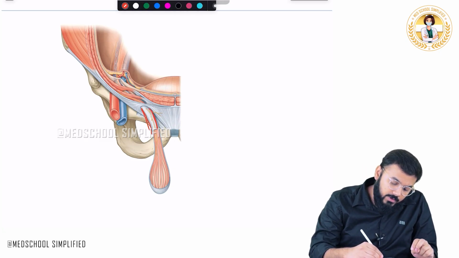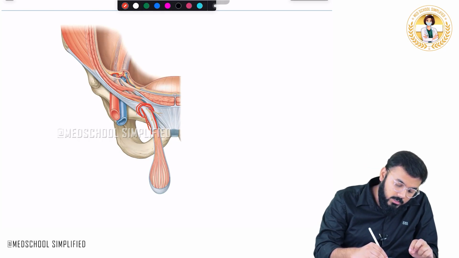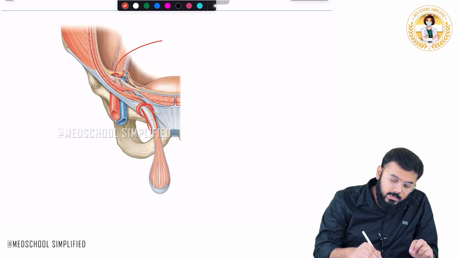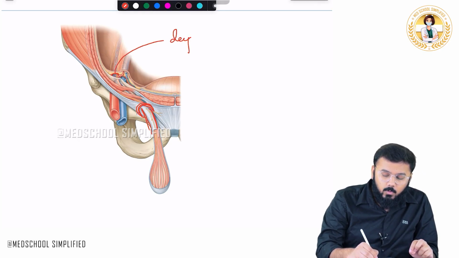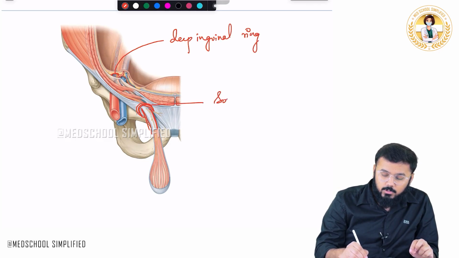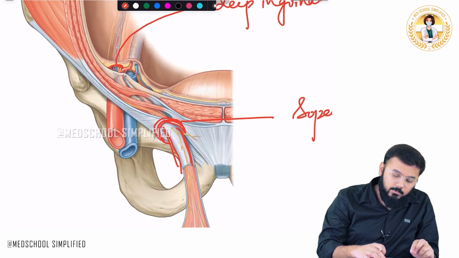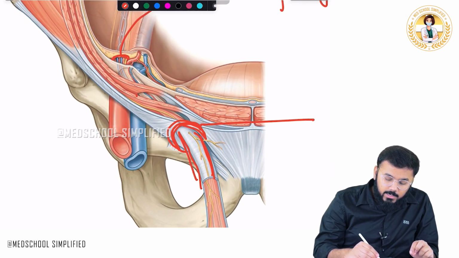Now you see from where this spermatic cord is coming. There is a ring over here. You see a ring like this. This ring is called the superficial inguinal ring, and there is a ring inside also. This ring over here is called the deep inguinal ring, and this ring over here is called your superficial inguinal ring, right?